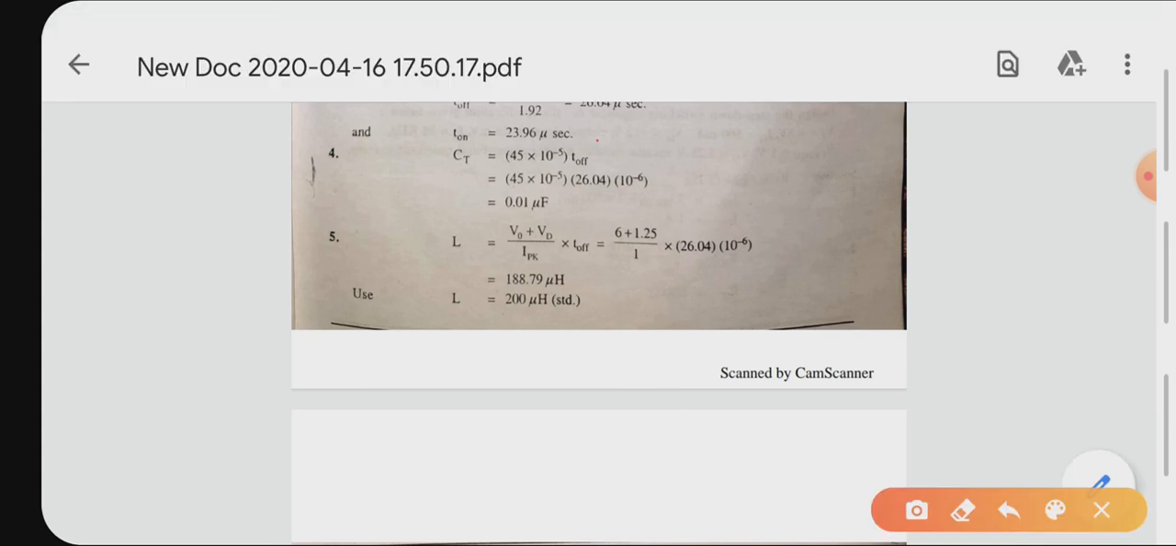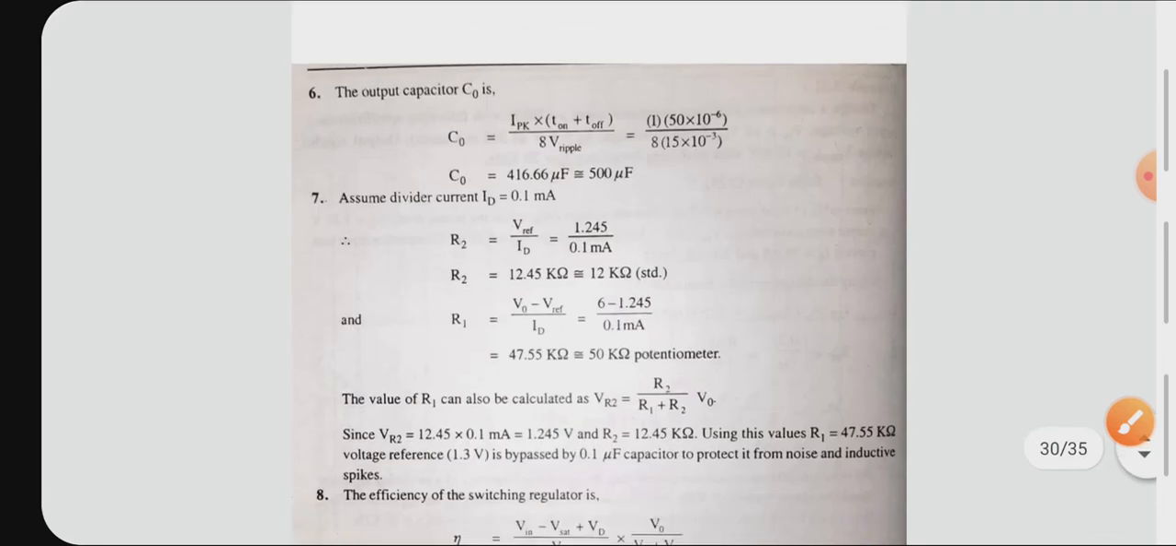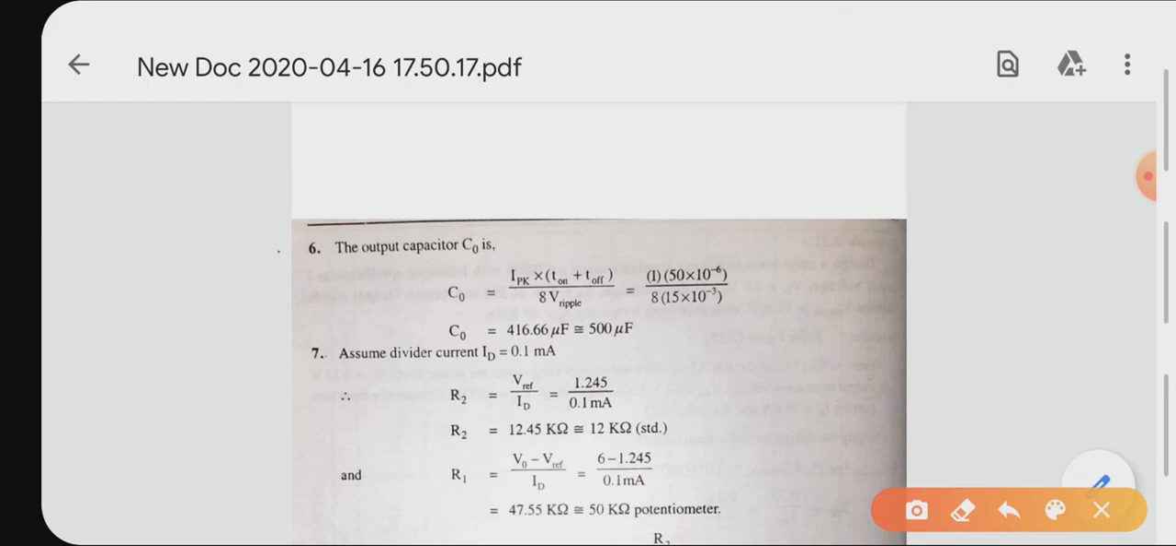Okay, so next is point number 4, calculation of CT, externally connected timing capacitor. Just keep the formula and you will get the value as 0.01 microfarad. Fifth one, calculation of inductor value, so you will get calculated value as 188.79, you can round off to its highest standard value. Similarly, next one is output capacitor value, use the standard formula, you will get the value 500 microfarad.